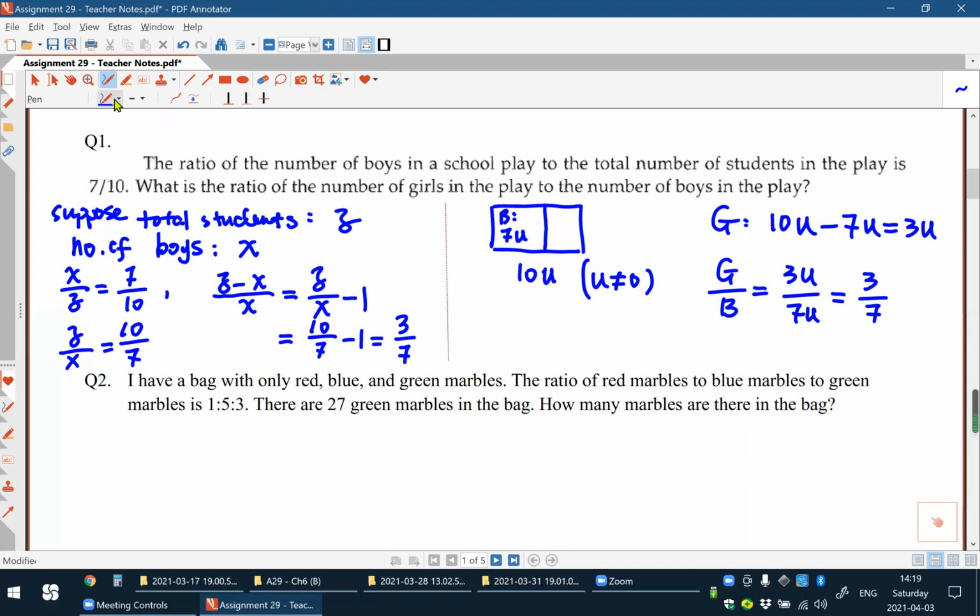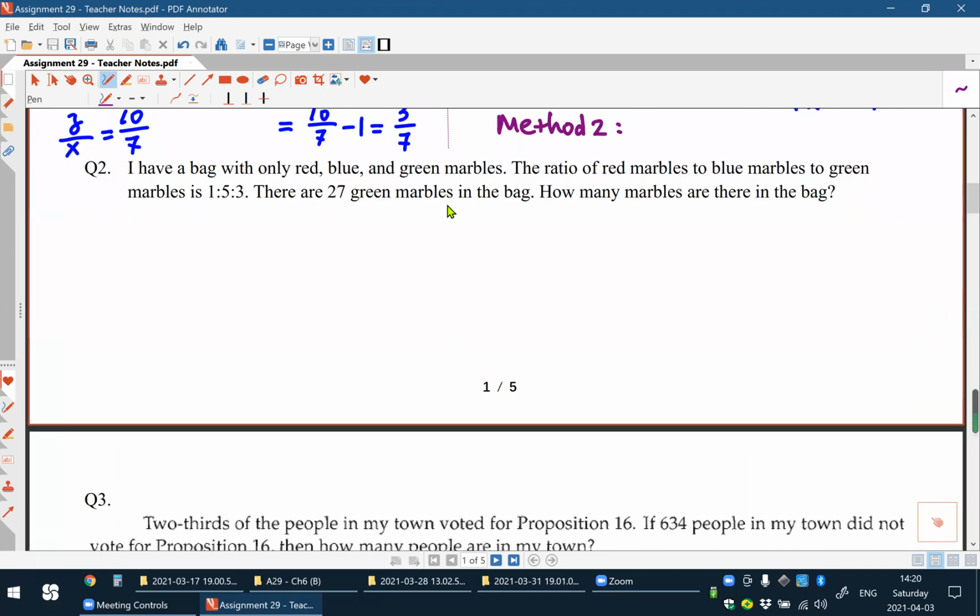Okay, any questions? Okay, let's call this method 1, and this is method 2. You can use either method, whichever you feel comfortable with. Okay. Any questions? No? Okay, let's see the second one.